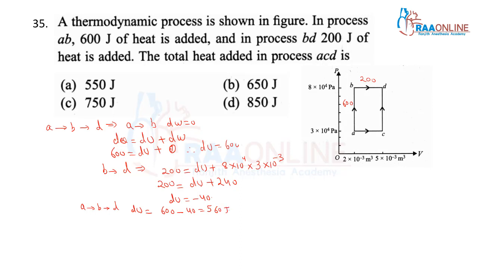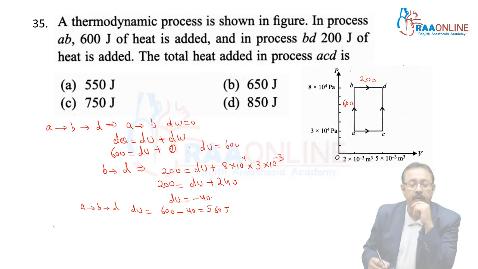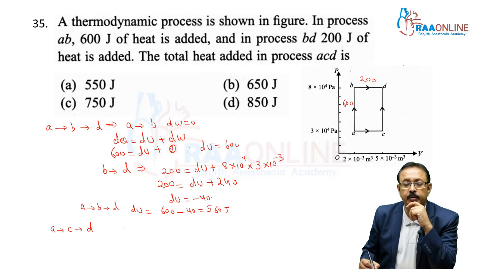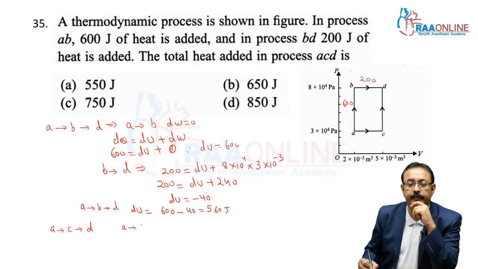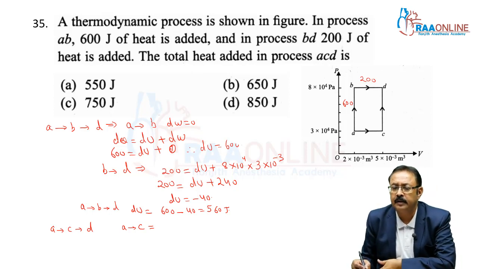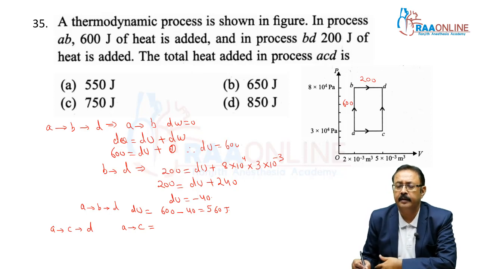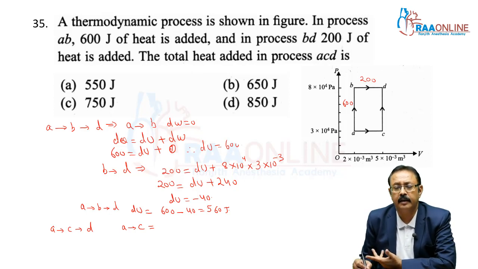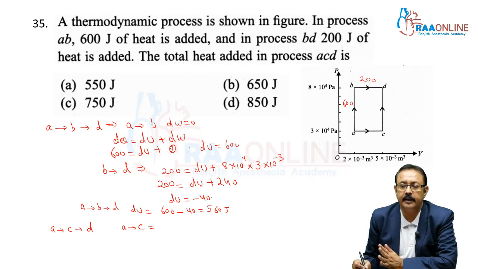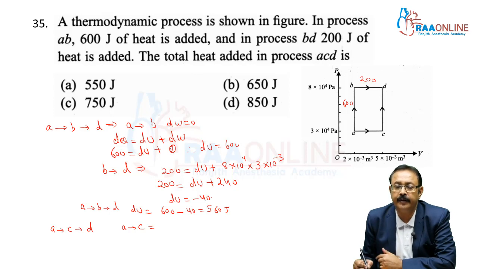The total heat added in the process ACD. Now we are moving from A to C and C to D. In process A to C, C to D, no work is done. Change in internal energy, in this case, it should be same. If you are moving from A to C and C to D, change in internal energy is same. What work we have to do?